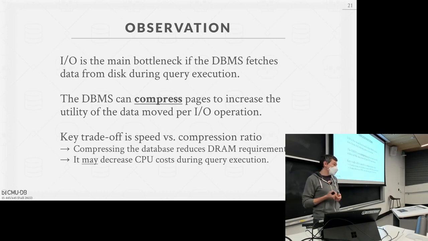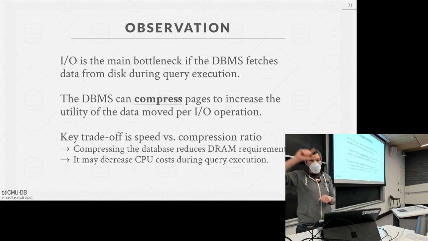In some cases, too, if we do our compression natively, and I'll explain what that is in a second, we can actually, even though we're paying the penalty to maybe decompress it when we bring it in, if our query engine or our database system can operate natively on compressed data, then that's going to reduce the CPU costs for doing query execution as well. So not only are we going to reduce the amount of I/O we have to do, we can also potentially reduce the amount of CPU work we have to do to run queries.